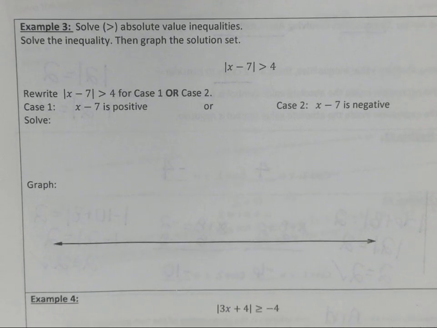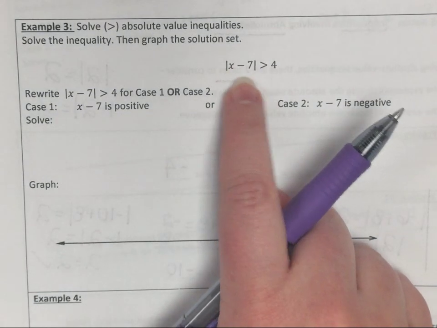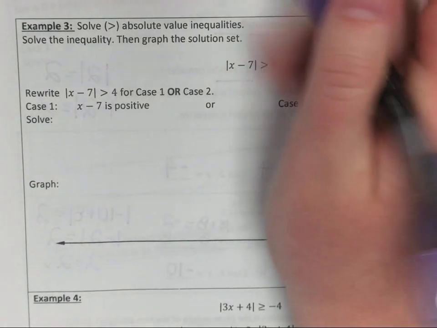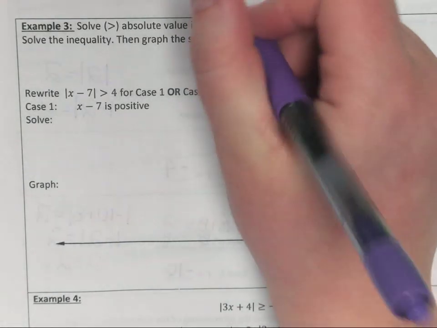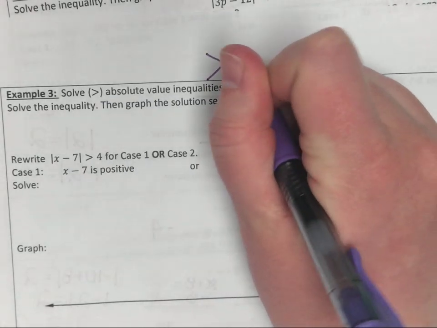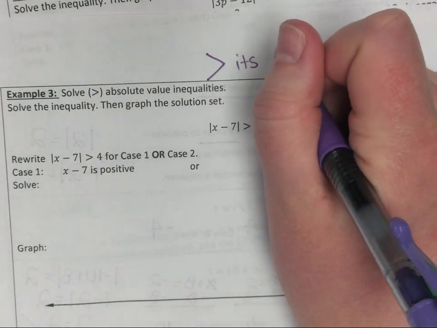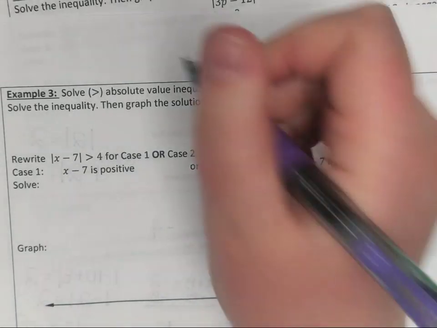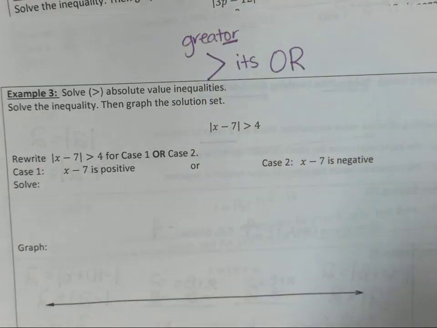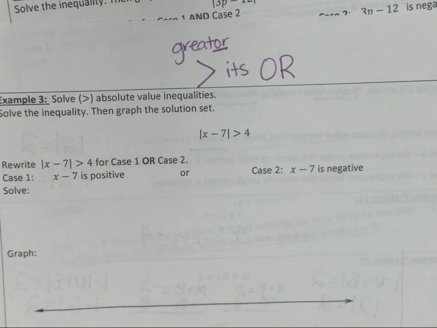All right, so we're solving absolute value inequalities once again, but this time the absolute value is going to be greater than 4. Okay, so if it's greater, hear me out, it's "or." If it's greater, okay, that's where I'm going to be weird. If it's greater, it's "or." If it's less than, it's "and."